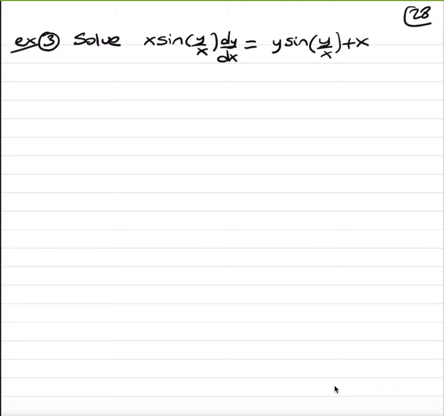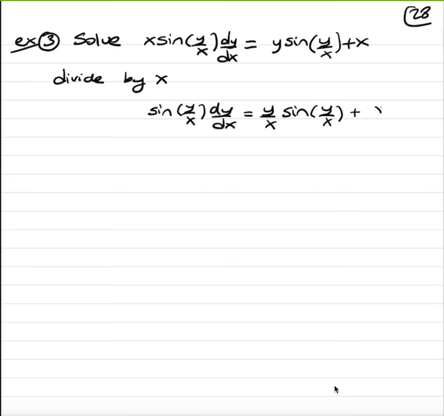To see that this equation is homogeneous, we divide everywhere by x. What we get is, the x cancels, dy over dx equals y over x sine y over x plus x over x, so we know this is equal to 1. Okay, I will write plus 1. So now we see that it is homogeneous.